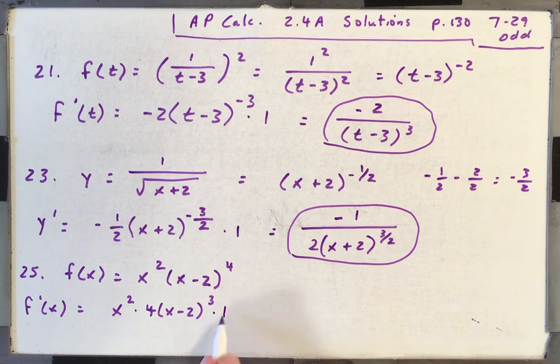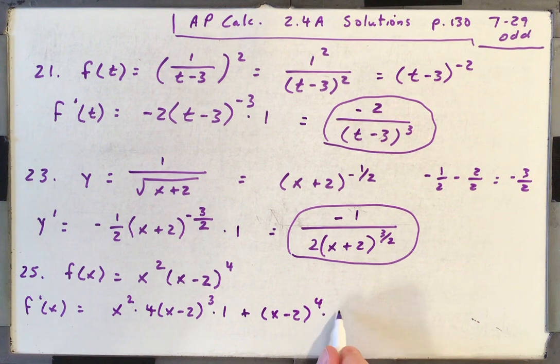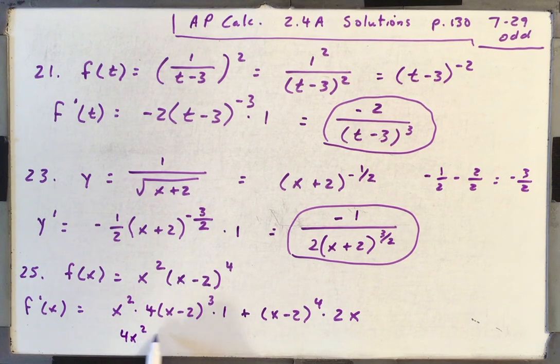Now I'm going to write it in here for illustrative purposes, but you don't have to. So that's the first times derivative of the second plus the second, x minus 2 to the fourth, times the derivative of the first, 2x. So cleaning this up, we've got that 4 and that x squared, so it's 4x squared times x minus 2 cubed plus 2x times x minus 2 to the fourth.